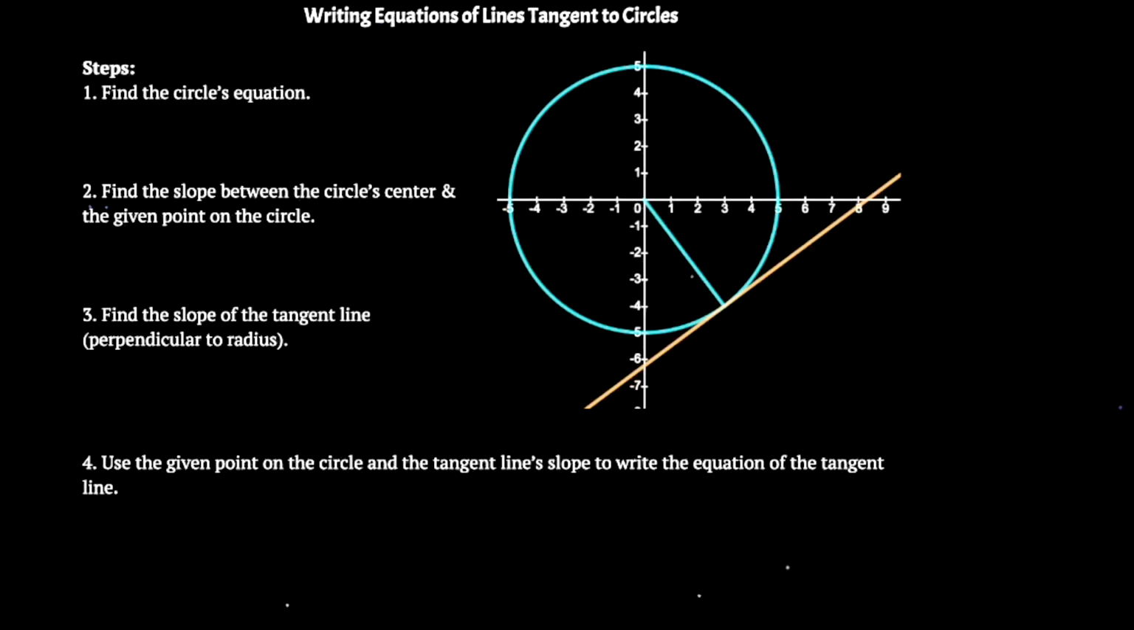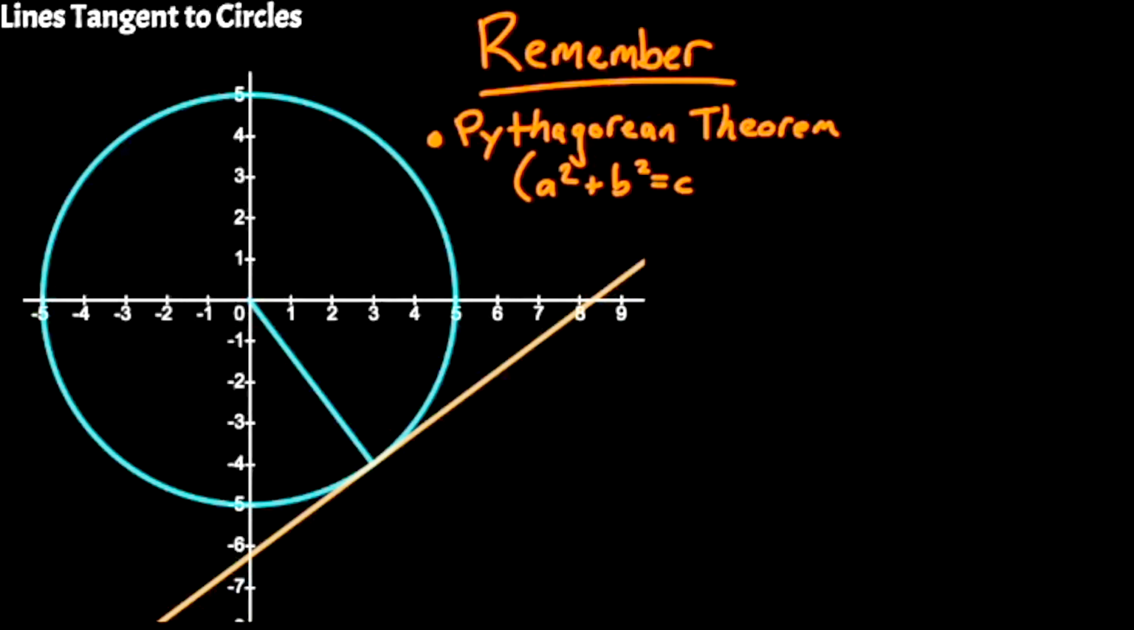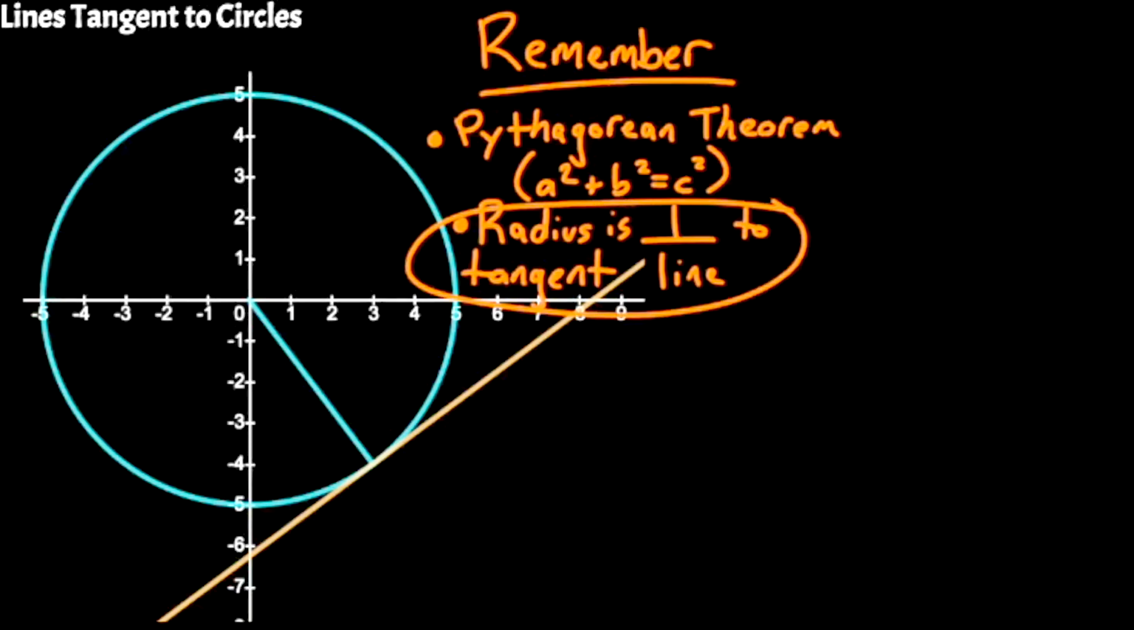In this lesson, we're going to look at the relationship between circles and their tangent lines. Before we really get started, there's a couple things you're going to have to remember from geometry. We'll be using the Pythagorean theorem, and remember that's just a squared plus b squared equals c squared, and those are the sides of a right triangle. And then this fact will be really important for us. We're going to use this a lot.